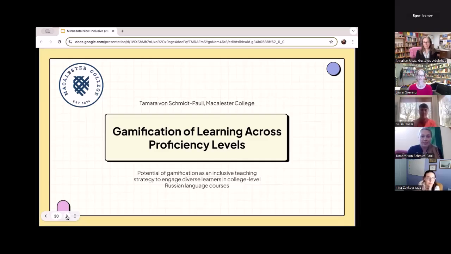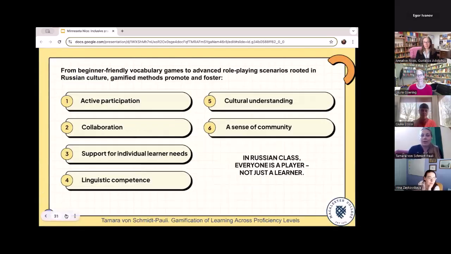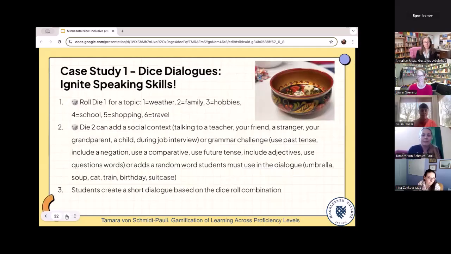So the subject is gamification of learning across proficiency levels. Next slide. And I'm going to talk with you what it does. So you could see that games promote active participation, cultural understanding, sense of community, collaboration. They support also individual learner needs and linguistic competence. Next slide, please. So in the class, every language learner or every language student is not just a student, they're a player.